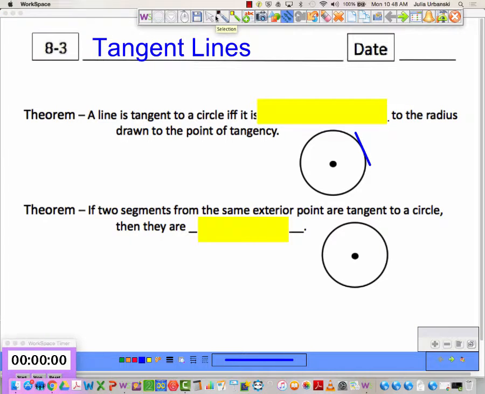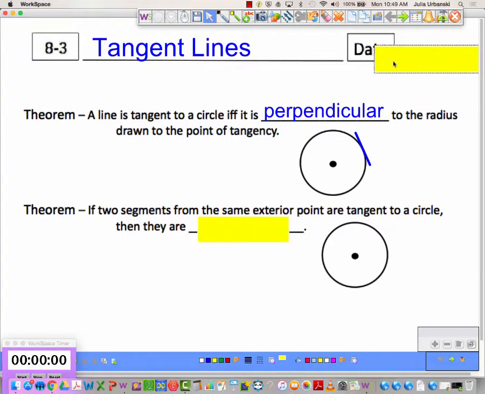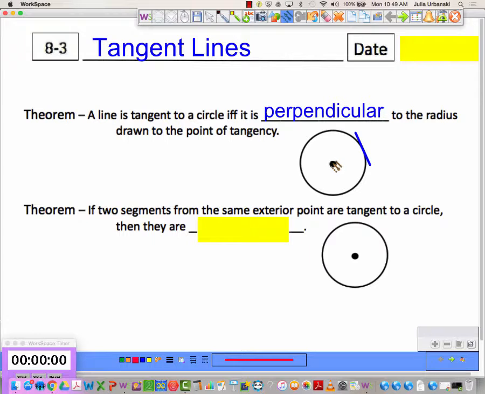Okay, so the rule that we're going to look at is that a line is tangent to a circle if and only if, that's not a typo, that's an abbreviation, if and only if it is perpendicular to the radius that comes to that point of tangency. So if you have a radius that makes a right angle to the line, then it's a tangent. Likewise, if you have a line that makes a right angle to a segment within the circle, then that segment is a radius. Okay, this is essential for everything we're doing today.